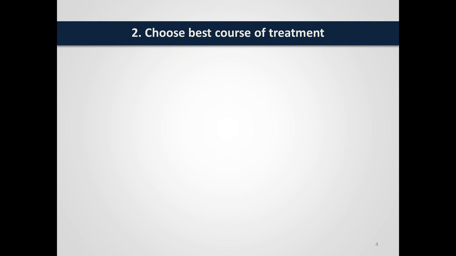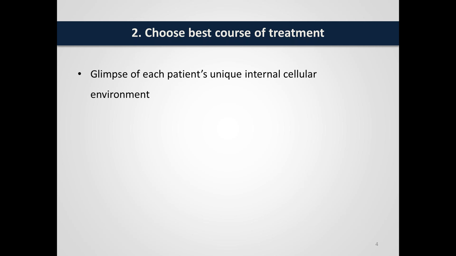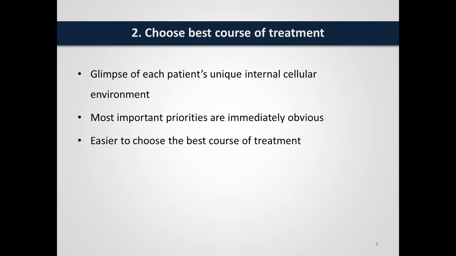Secondly, information gathered from a live blood test is vital in deciding on the best course of treatment with the patient. Now, live blood analysis gives us a glimpse of each patient's unique internal cellular environment. We see the condition of this environment in real time, so the most important priorities are immediately obvious to the practitioners. This makes it easier for the practitioner to choose the best course of treatment with the patient.